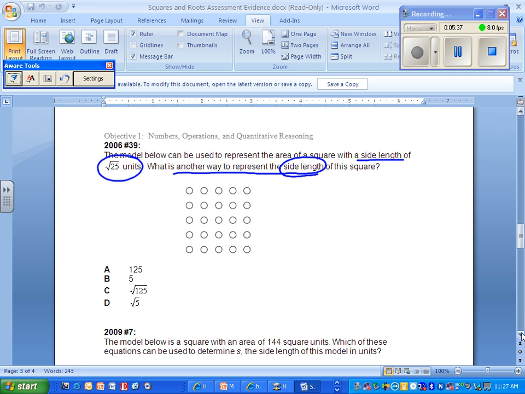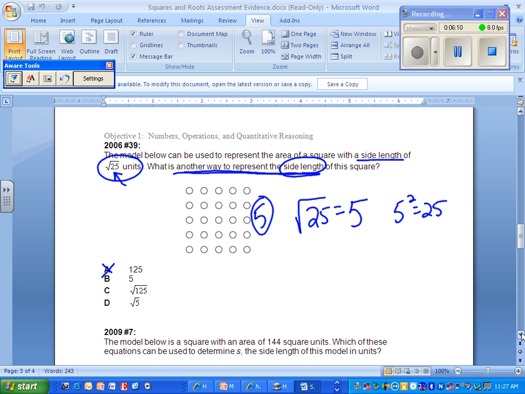Well, look at it. This is representing square root of 25, which is what? Square root of 25 is 5 because 5 squared equals 25. All right, so if the square root is 5, my side length, obviously, just looking at this square, the side length is 5. So I need another way to represent the side length besides square root of 25, and that's going to be 5. So I look at my answer choices, only look for the one that equals 5.